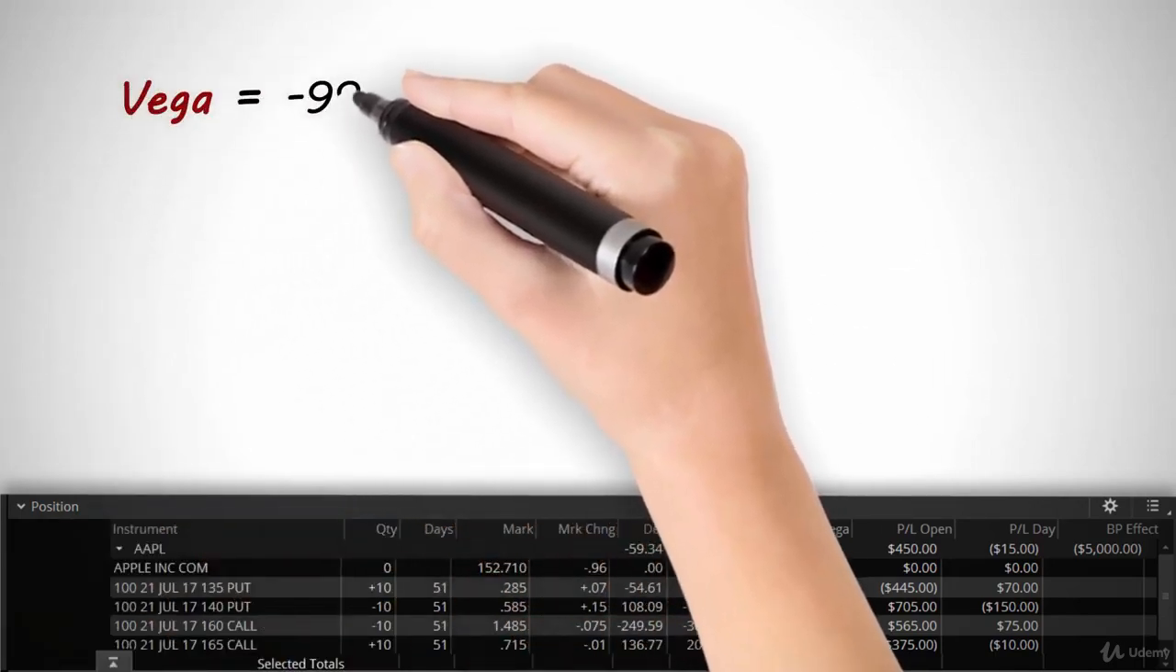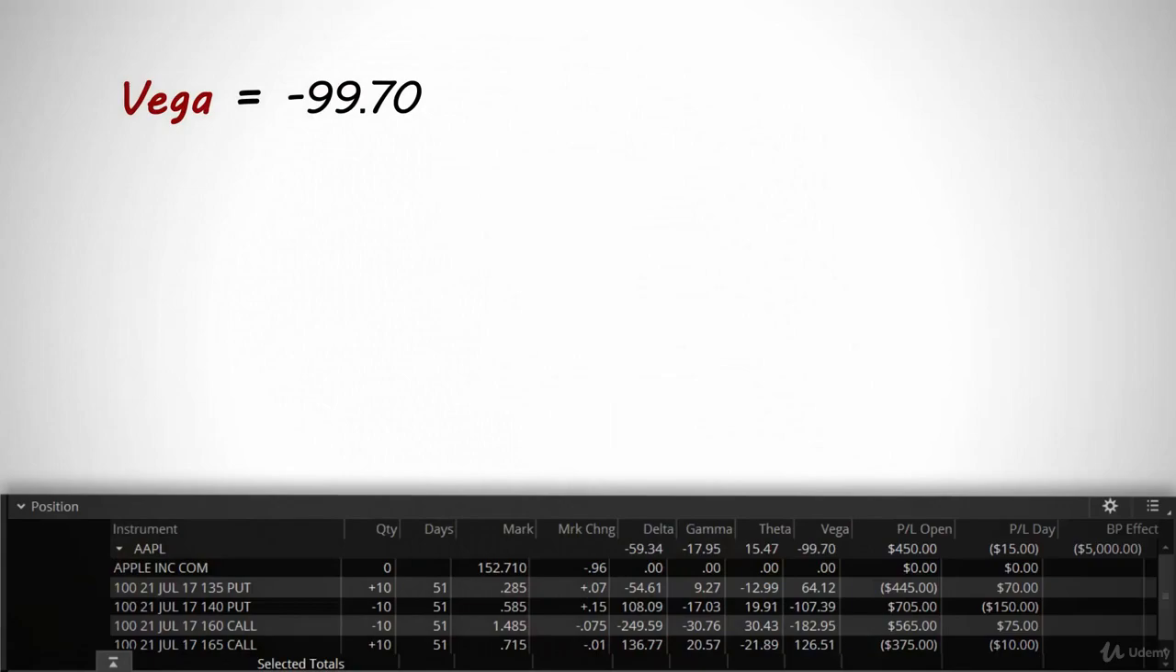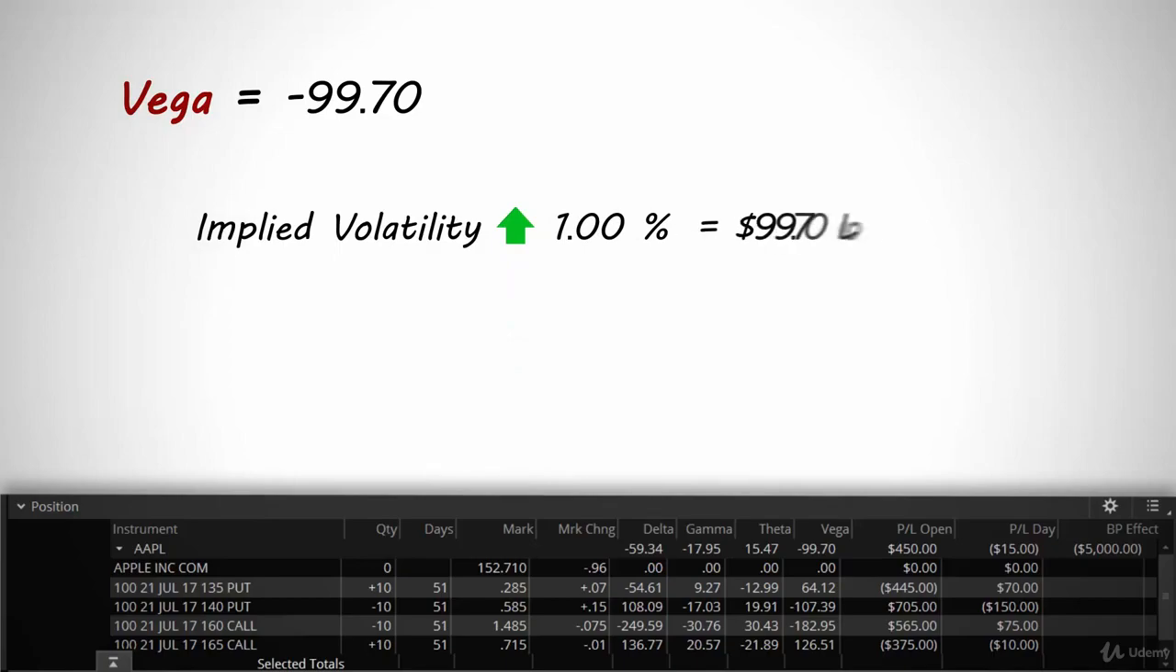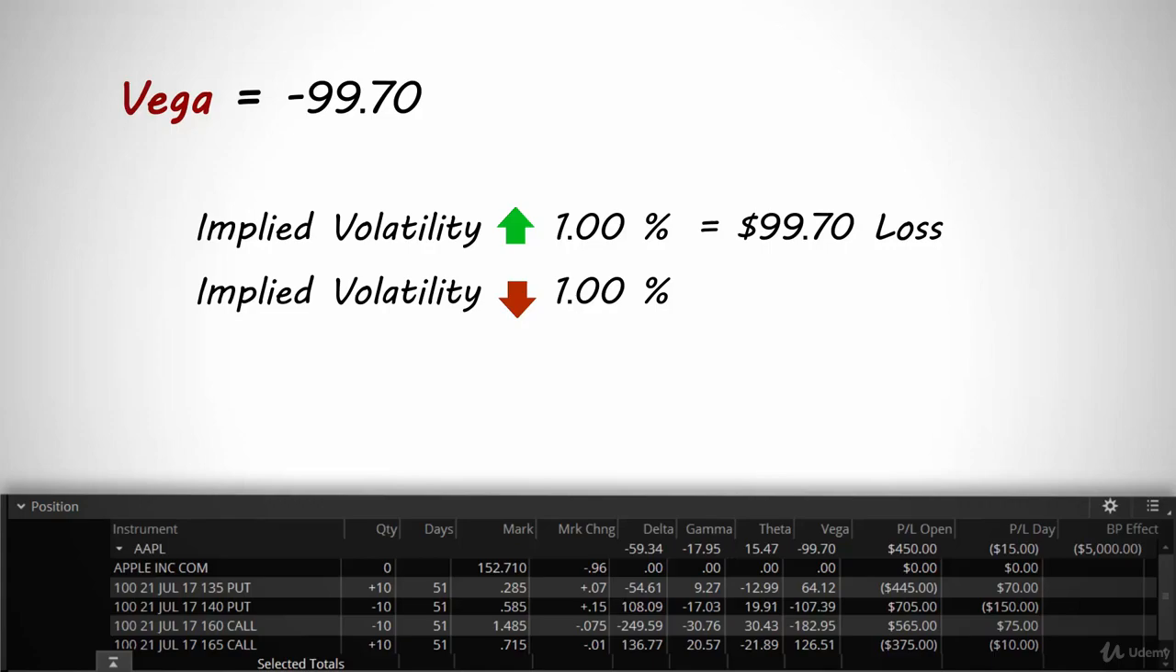Finally, Vega. Our net Vega position here is negative 99.70, which represents what will happen to our P&L if implied volatility goes up by 1%. So if implied volatility goes up by 1%, we'll lose $99. And if implied volatility goes down, we'll make $99.